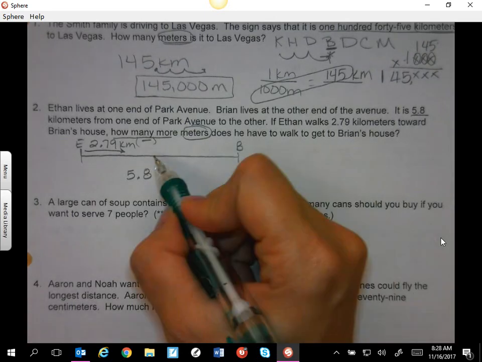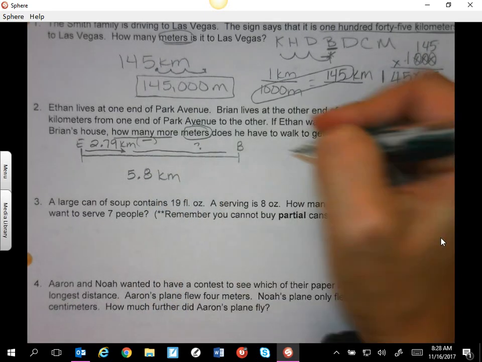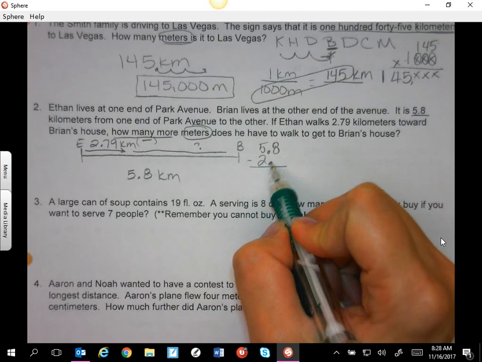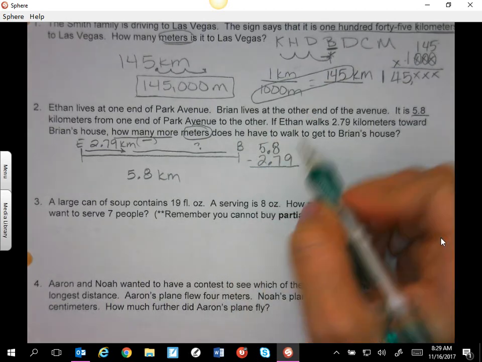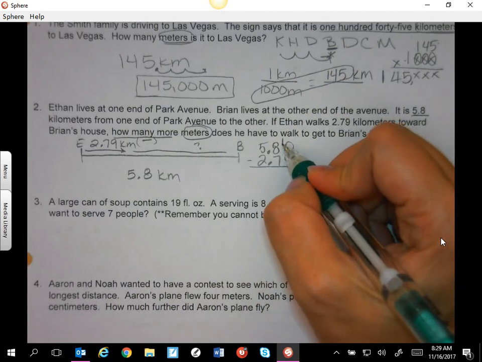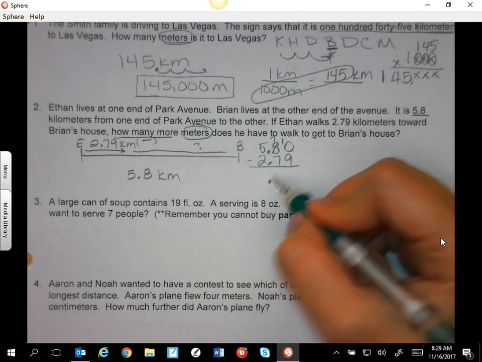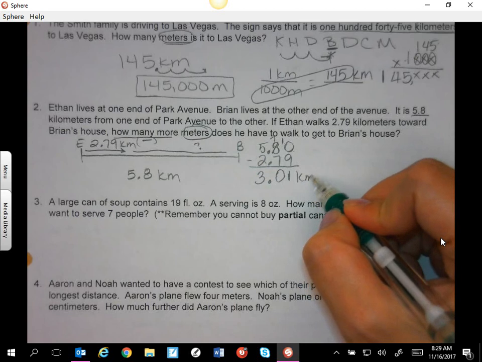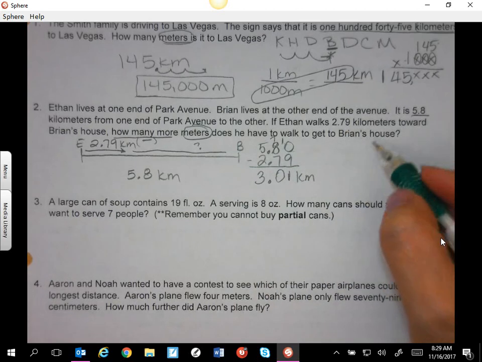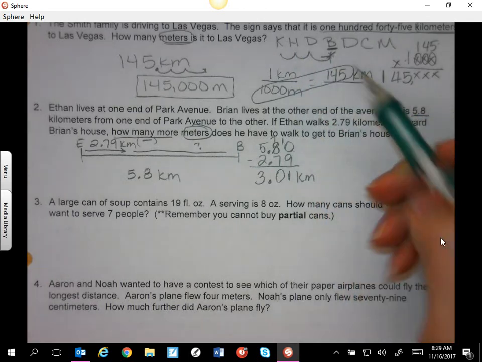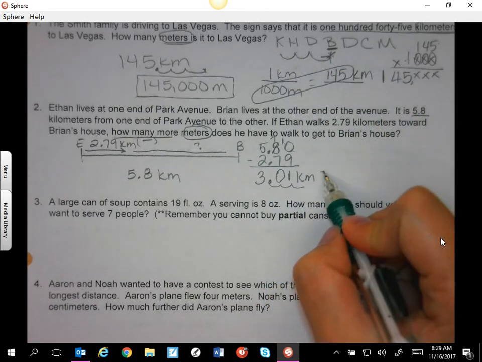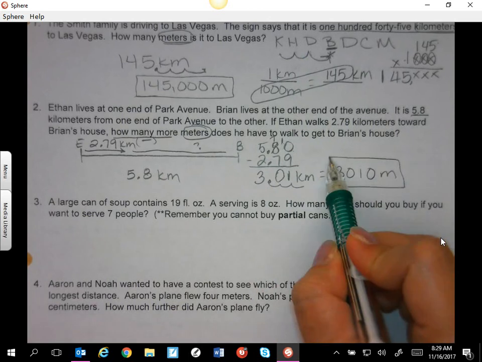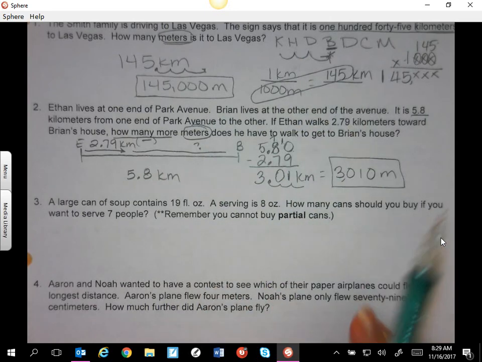First, we need to figure out how many kilometers this is. So we're going to have to subtract 5.8 minus 2.79. We know we subtract decimals, we have to line them up. So I'm going to need a 0 here. I'm going to have to borrow. So 10 minus 9 is 1, 7 minus 7 is 0, 5 minus 2 is 3. Now this is still in kilometers. We need to change this to meters. So again, kilometers to meters, 1, 2, 3, 1, 2, 3. So this is going to be 3010 meters. You can also create this proportion like we did before.